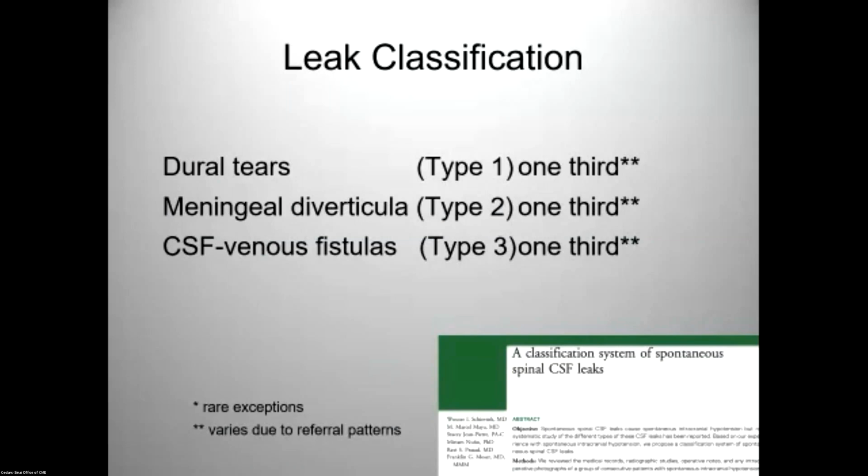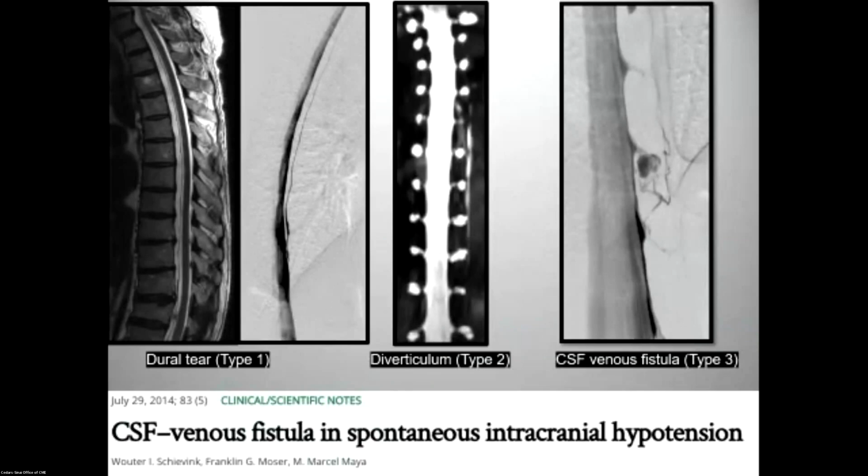You're all familiar with the leak classification. Just wanted to put this up there. There are 3 types of leak. The type 1 is the ventral dural tear, and then the diverticular, and the third one is the subject matter here for endovascular approach, CSF venous fistulas.